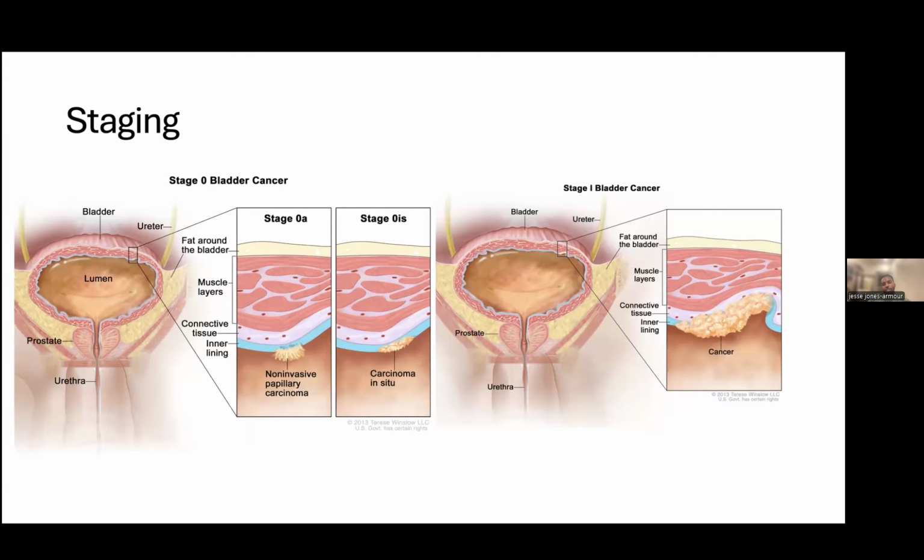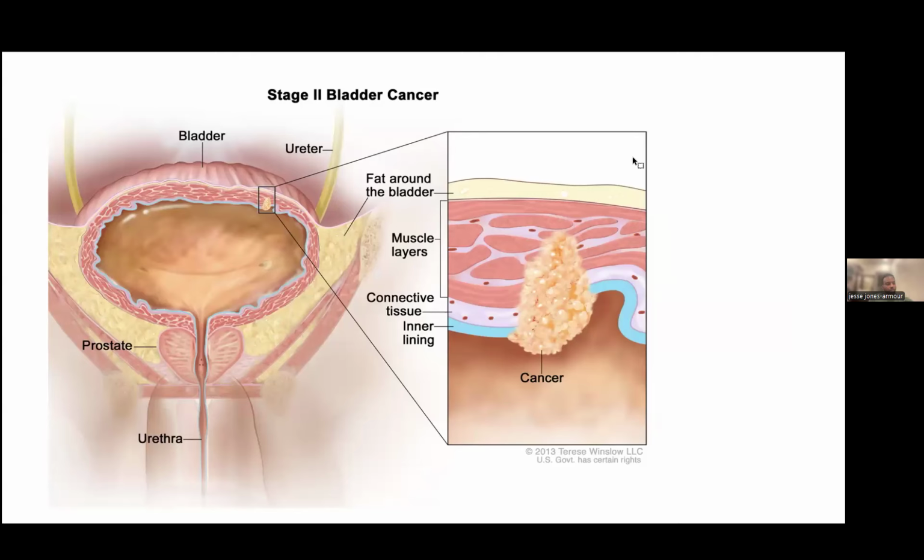You have your stage 1, where the carcinoma begins to involve the lamina propria, and then you have your stage 2, which involves the muscle layer.